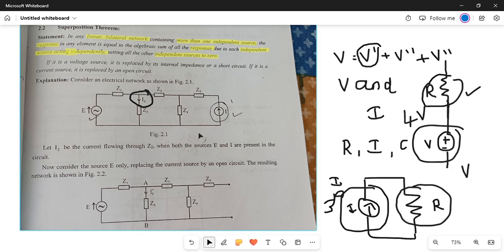I'm so sorry. I was about to tell you that if you want I2 dash current, you keep the voltage as it is and short-circuit the current. So you keep one independent source acting alone, and you make all the other sources an open circuit or a short circuit according to the given source, that is either a voltage or current source. For that he has given things over here, right?